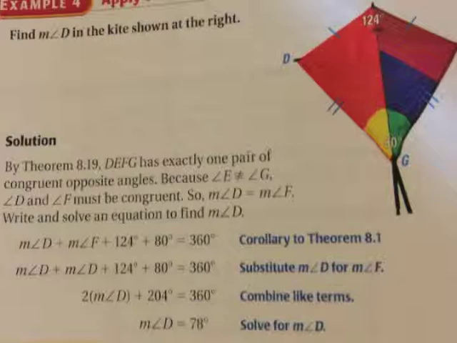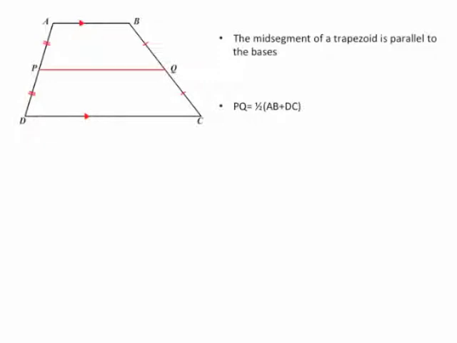Angle D equals 78. Next, I'll be teaching you about the midsegment of a trapezoid. The midsegment of a trapezoid is parallel to the bases. The equation to this would be PQ equals 1 half times AB plus DC.